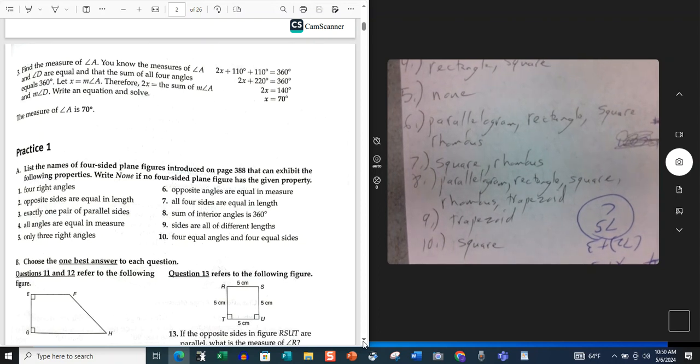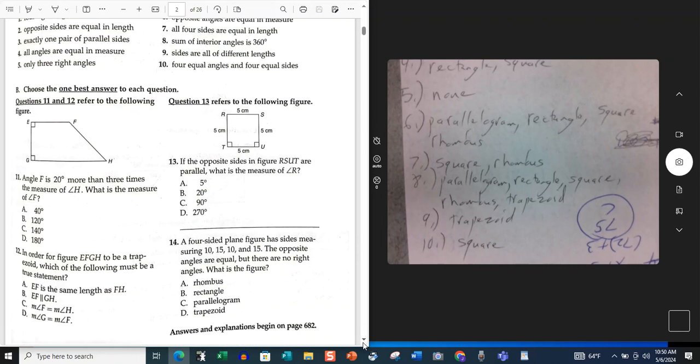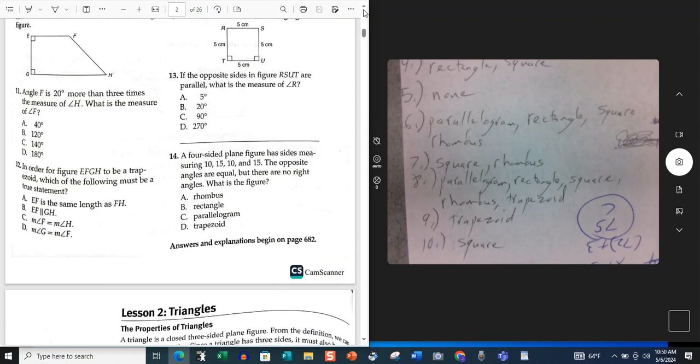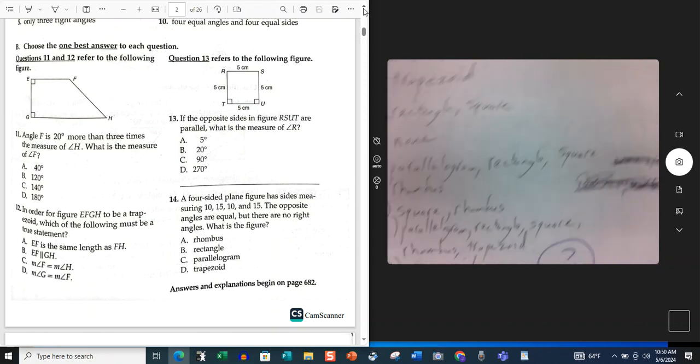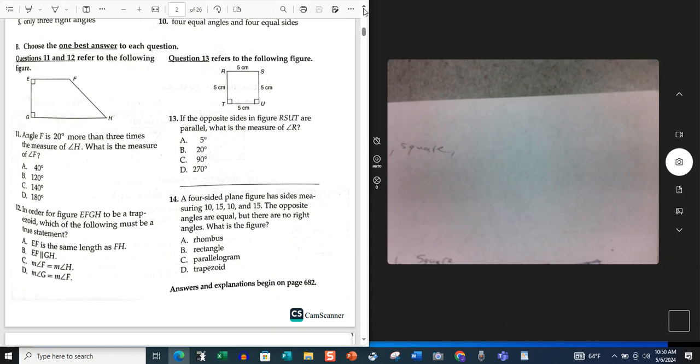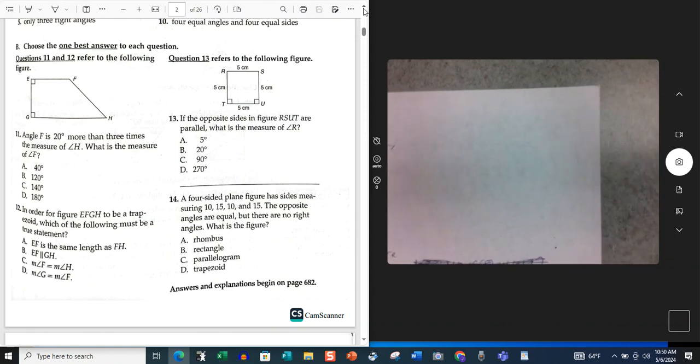Okay, now we scroll down here. We go to problem 14. So we move on over here to problem number 11. It says choose the one best answer to each question. Questions 11 and 12 refer to the following figure. Angle F is 20 degrees more than 3 times the measure of angle H. What is the measure of angle F?